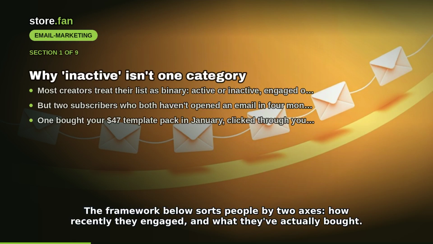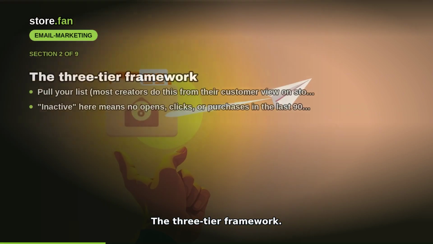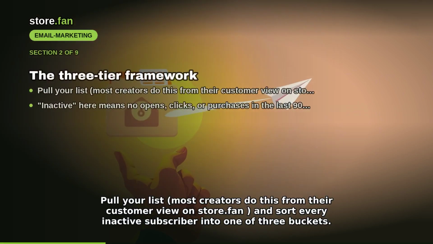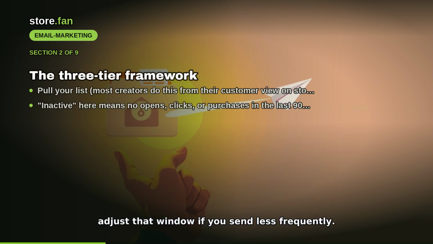The framework below sorts people by 2 axes: how recently they engaged and what they've actually bought. That combination tells you far more than open rate alone. The 3-tier framework. Pull your list. Most creators do this from their customer view on store.fan and sort every inactive subscriber into one of 3 buckets. Inactive here means no opens, clicks, or purchases in the last 90 days. Adjust that window if you send less frequently.